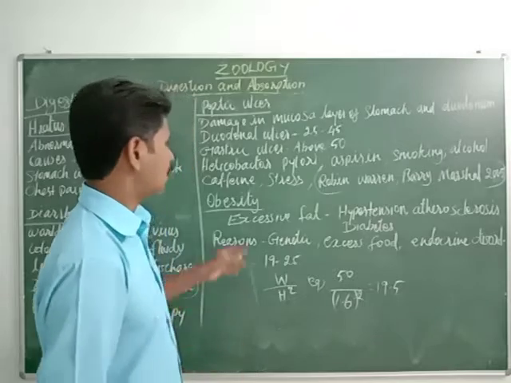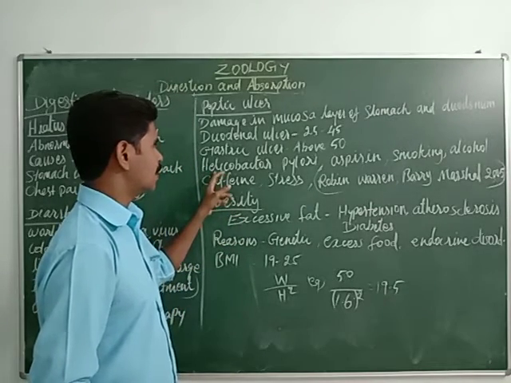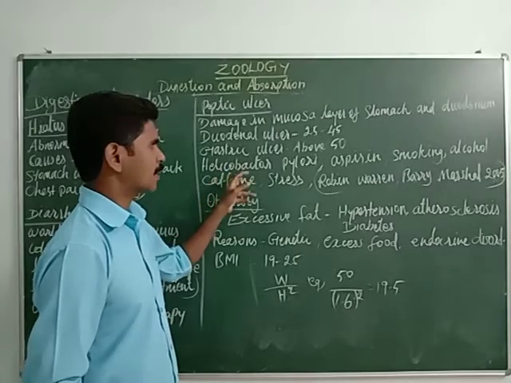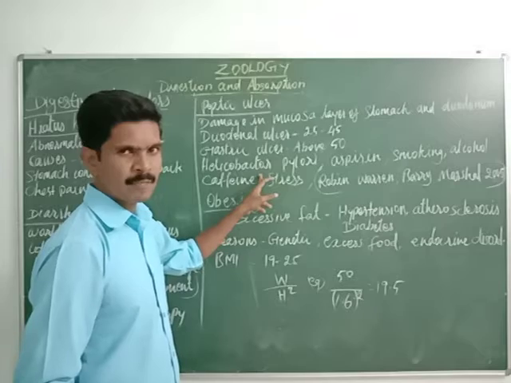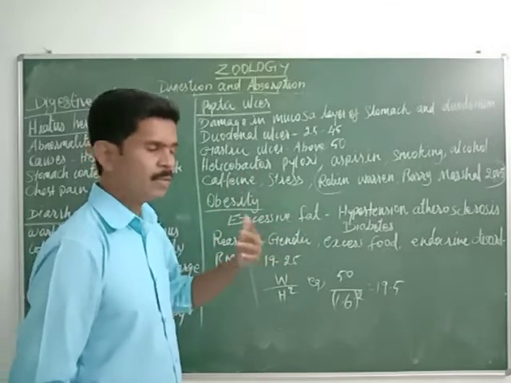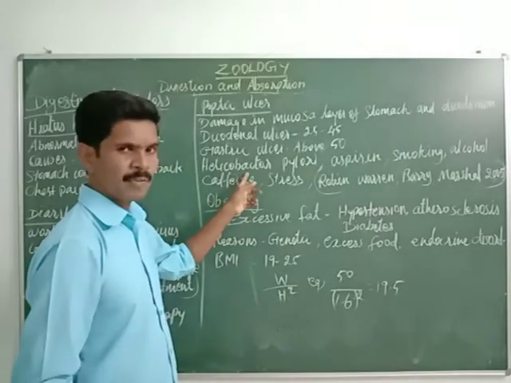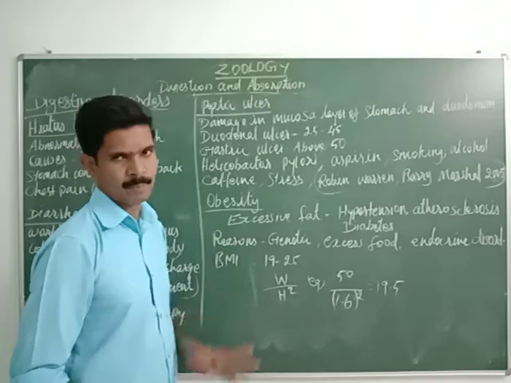The next point: one of the reasons for peptic ulcer is a bacterium. The name of that bacterium is Helicobacter pylori. There are many reasons for this ulcer. Ulcer may be caused by microorganism infection. Here the causative organism of peptic ulcer is Helicobacter pylori.